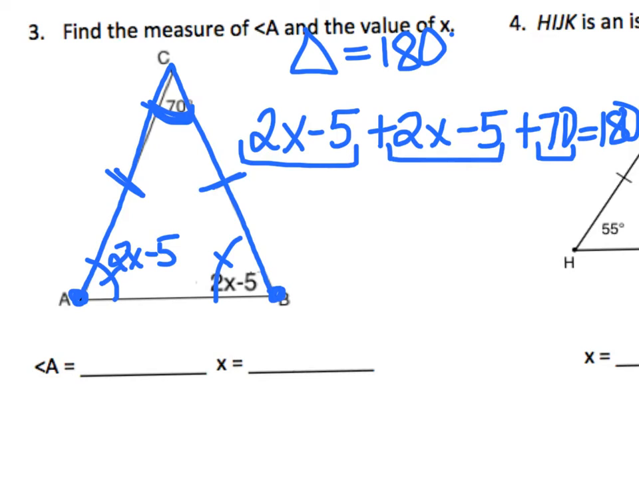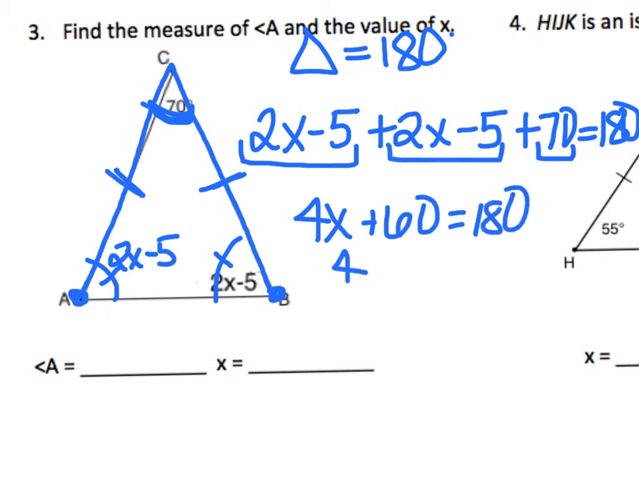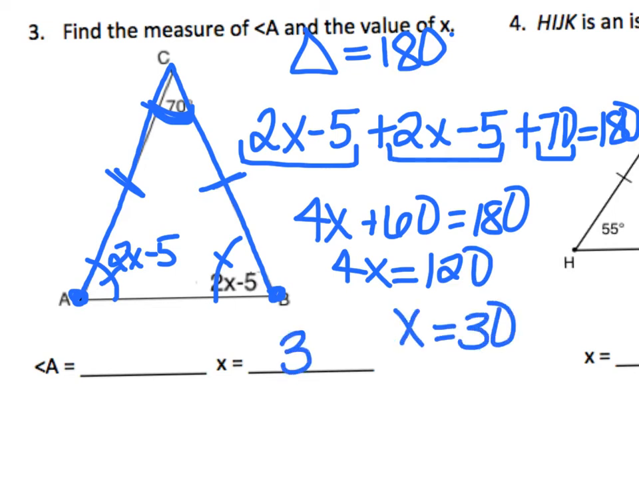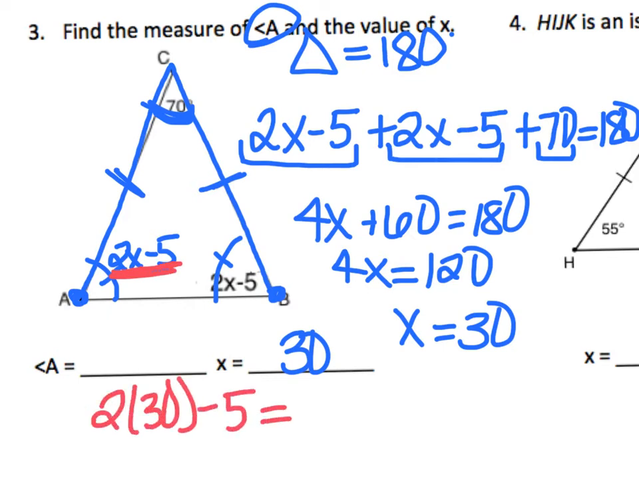So now I'm just going to combine like terms. So I got x to equal 30. And then it says find the measure of A. So all I'm going to do is take 30 and substitute it in for 2x minus 5, and that is going to equal 55.